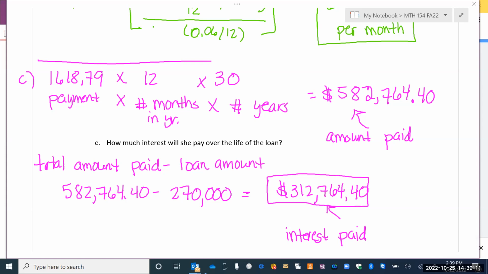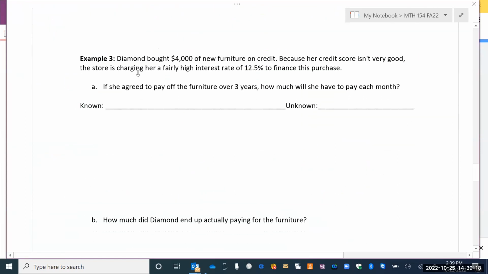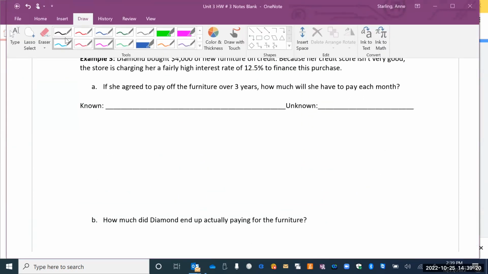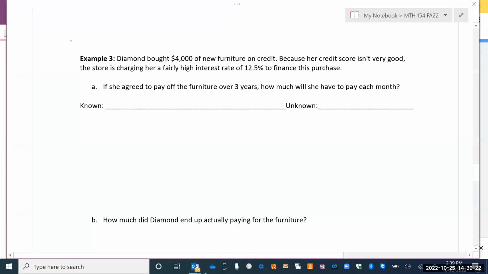Example 3. Okay, so Diamond bought $4,000 of furniture on credit. Her credit score is not good, so they're charging her 12.5% to finance. If she agrees to pay it off, what's her monthly payment? Very common question: what is your monthly payment going to be?